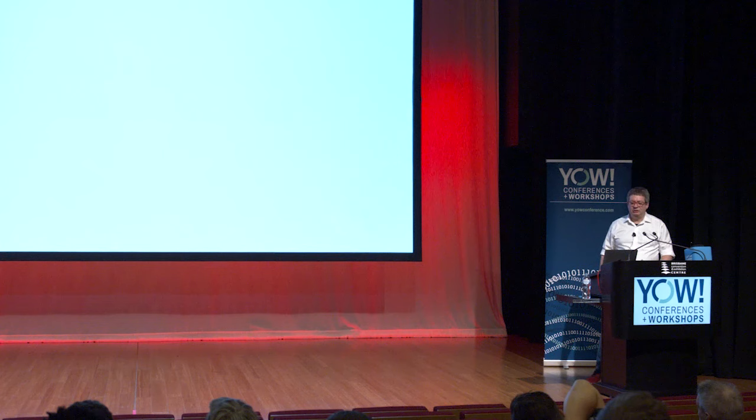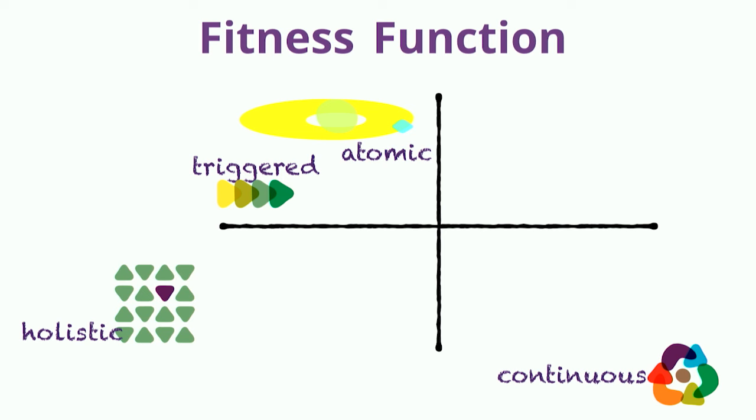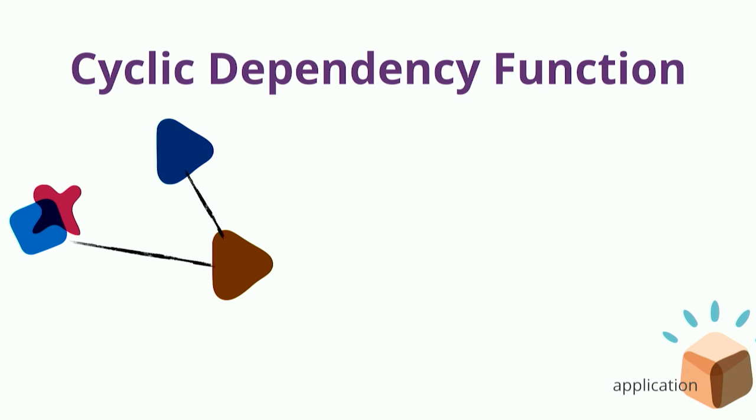This is probably still a bit abstract, so let's make this a little more concrete and show you some examples. The first example I'll look at is several triggered atomic fitness functions. Atomic meaning it looks at one characteristic of architecture, and triggered means it's run like a unit test. And here's a good example of one. Let's say you're an architect and you're building a component-based system of some kind. One of the things you want to try to avoid in component-based systems are cyclic dependencies between your components, where one component talks to another component, which talks to a third one, which talks back to the original one.